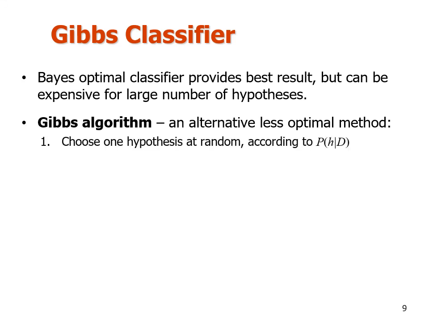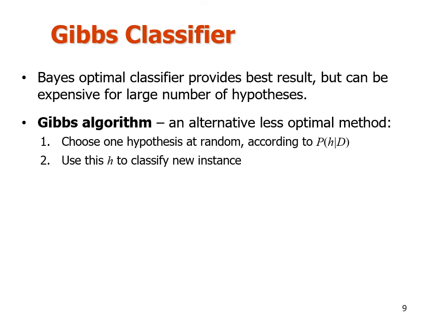Step number 1, choose one hypothesis at random according to the posterior probability distribution over hypothesis space H, or according to posterior probability of H given D. Step number 2 is use this H to predict the classification of next instance X.